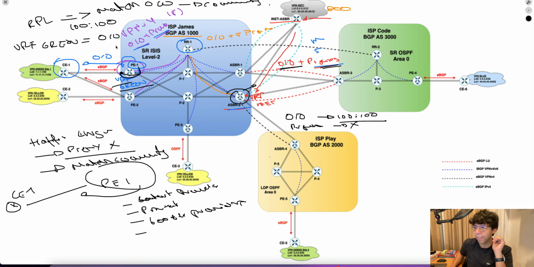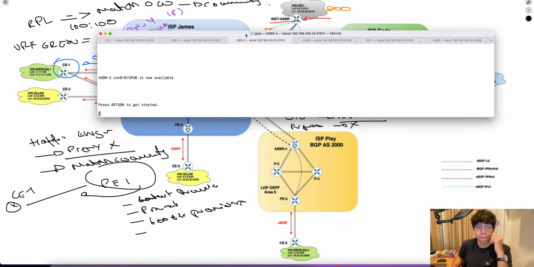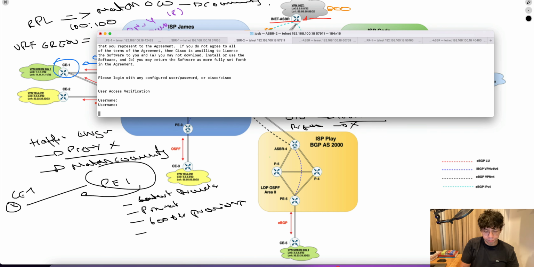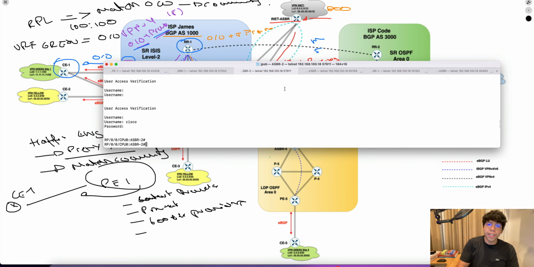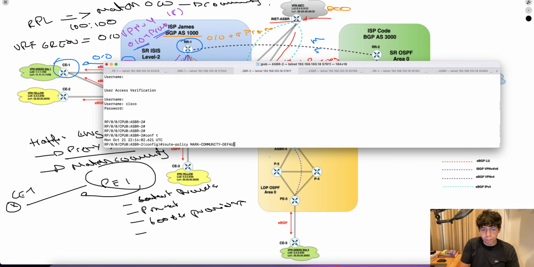So let's do that quickly. Let's bring the lab here. The first thing is I must mark the default route received from the init ASBR with a community of 100:100. So what I should do is create a route policy, we'll call it mark-community-default-route, right? Then here, set community 100:100. And maybe I need to create a condition here, right? If destination in 0.0.0.0/0, then set community 100:100, else pass, end-if.